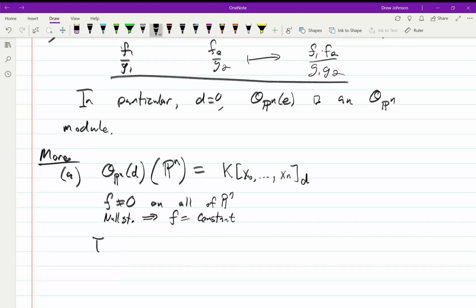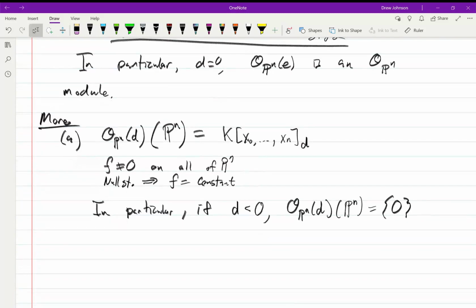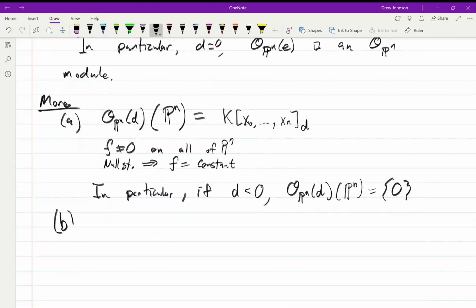So in particular, if D is negative, then there's no global sections. Zero. Of course, just because a sheaf has no global sections doesn't mean the sheaf is zero.